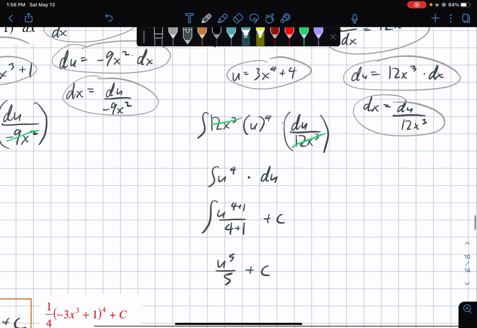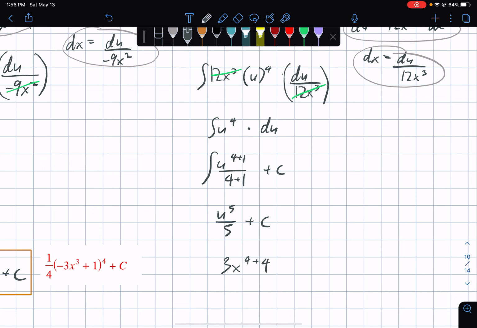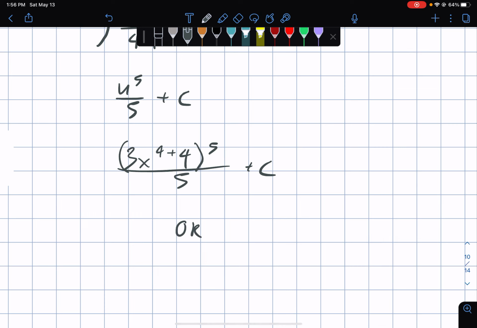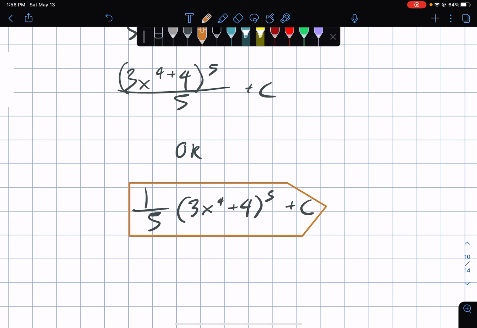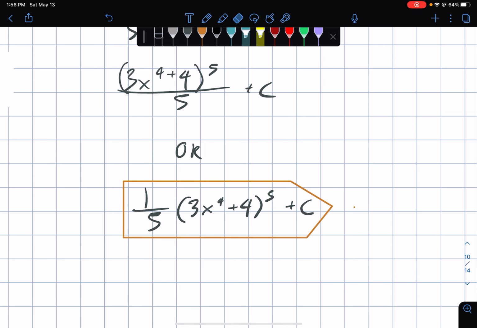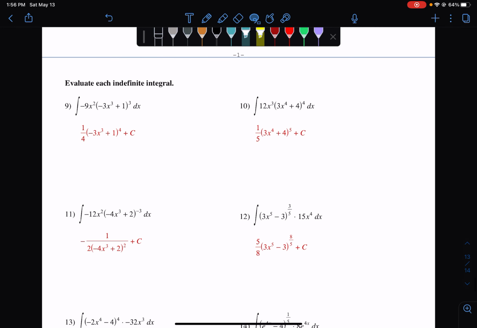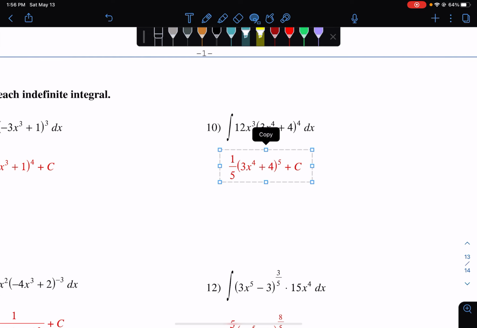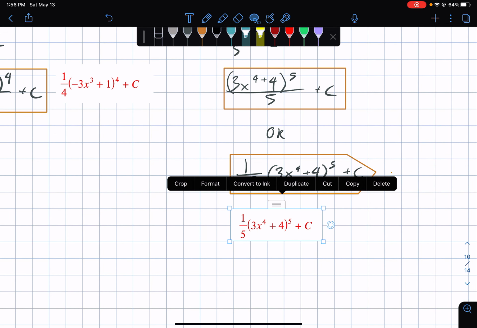Start subbing u with whatever it's equal to, 3x raised to 4 plus 4, and then raised to 5 over 5 plus c. Another way you could write this, as per the way Kuta Software's answers are organized, is like this: 1 over 5 times 3x raised to 4 plus 4, and then raised to 5, and then plus c. Let's see if it's exactly the same. But these are the same answers. Exactly the same.